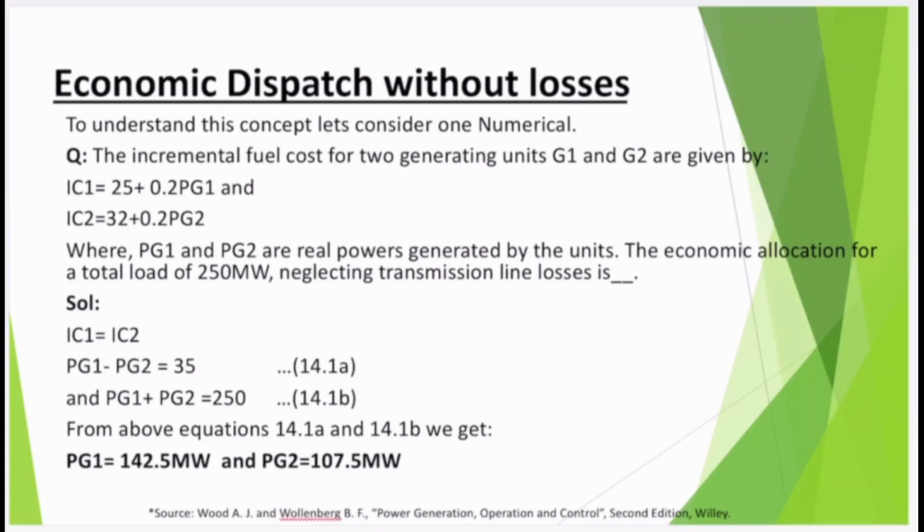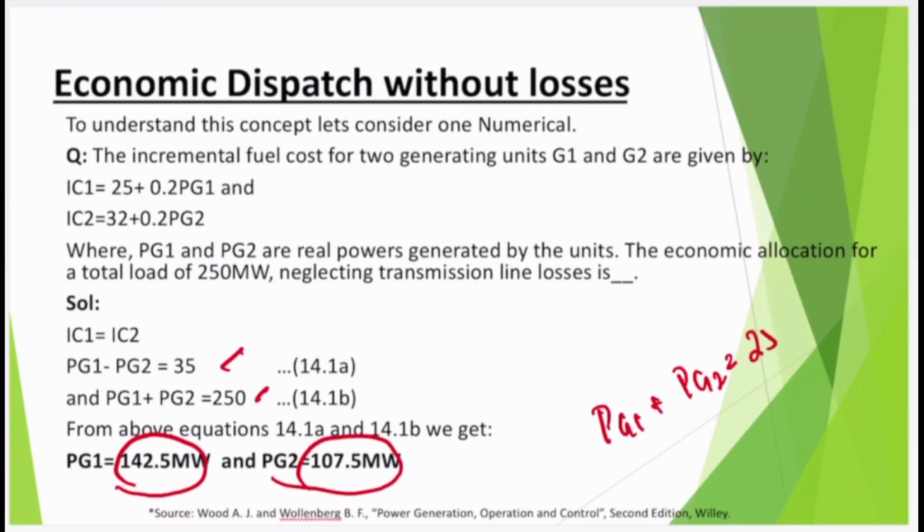What we have to do is quite simple. The incremental cost equations are the same, so IC1 equals IC2. If you simplify further, you will get PG1 minus PG2 equal to 35, and the summation of PG1 and PG2 must be 250. If you solve these two equations, you will get PG1, which is 142.5 megawatt, and PG2, which is 107.5 megawatt. If you add these two, PG1 plus PG2 is 250 megawatt, right?